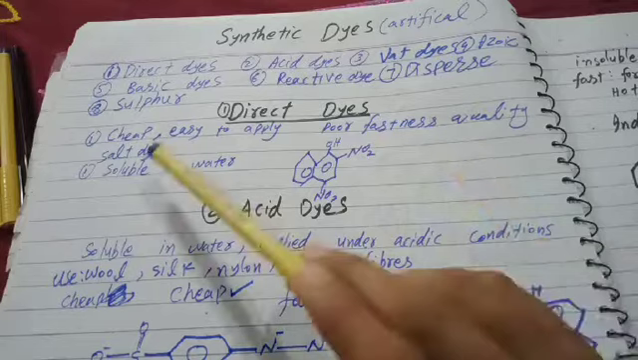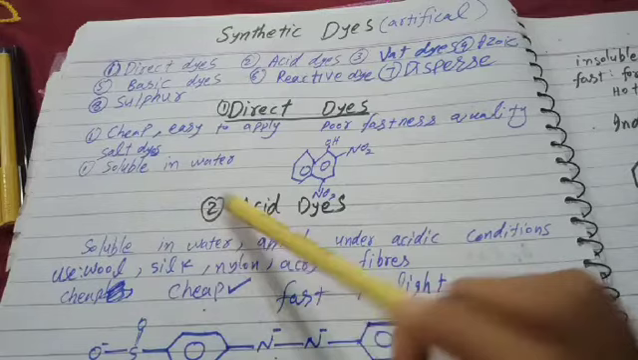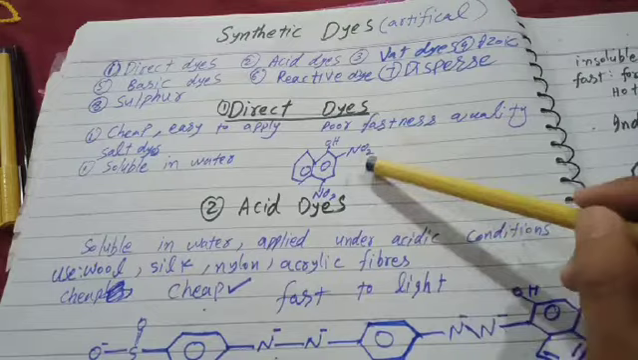These are also called salt dyes, and they are soluble in water. And this is the example of a direct dye, which we have discussed previously. This is the direct dye.